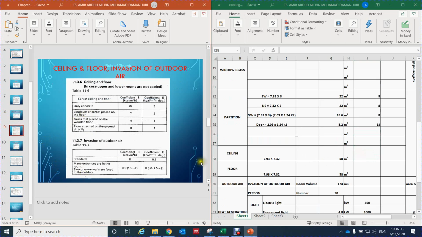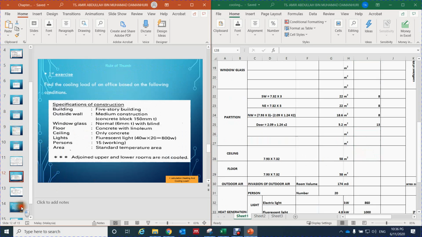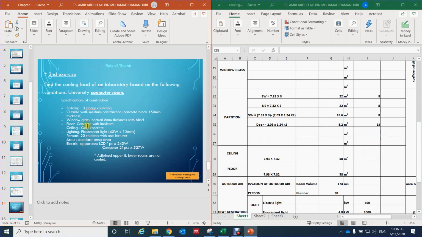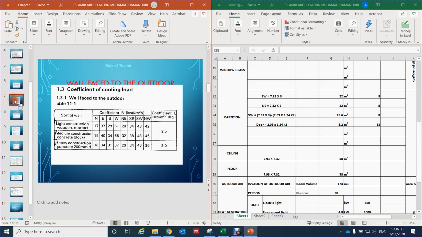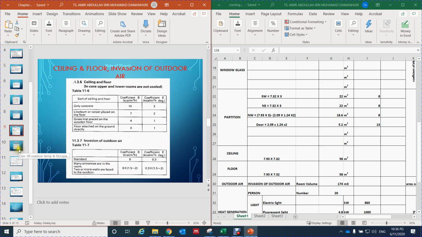Next one, the ceiling and floor. So let's look into the coefficient again. The specification is ceiling and floor: concrete and linoleum. The ceiling is only concrete, so it is 10. Here it is 10, and then the floor is linoleum, it is 7.